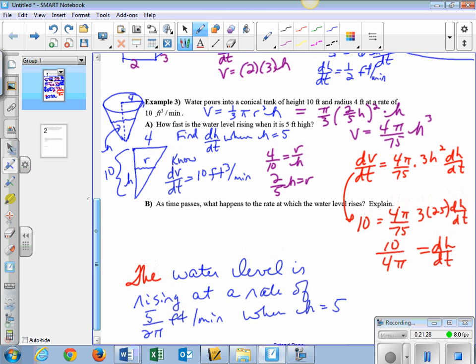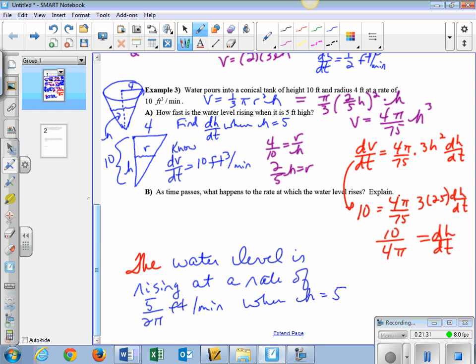Oh, I forgot to answer part B. As time passes, what happens to the rate at which the water level rises? Can you guess what's going to happen to that rate, my dh/dt, as the water level rises? Well, if you think about it, as the water level rises, the radius is getting larger, which means dr/dt is going to be getting bigger. So it's going to slow down, since dr/dt will be getting bigger.